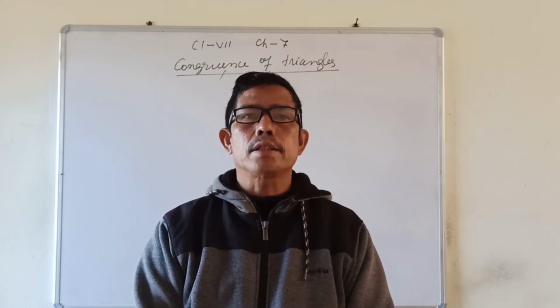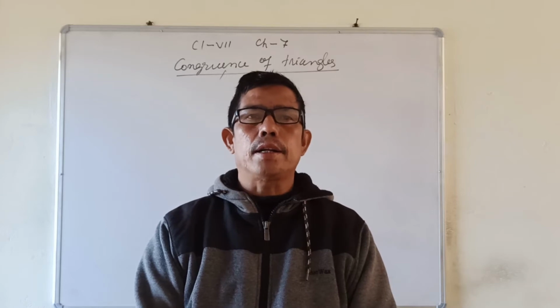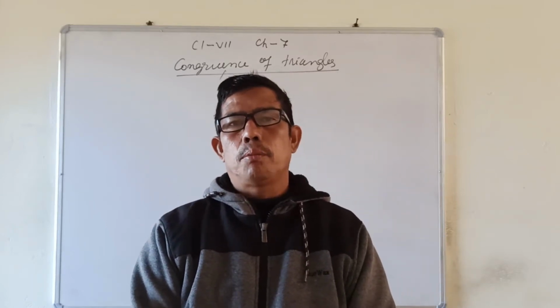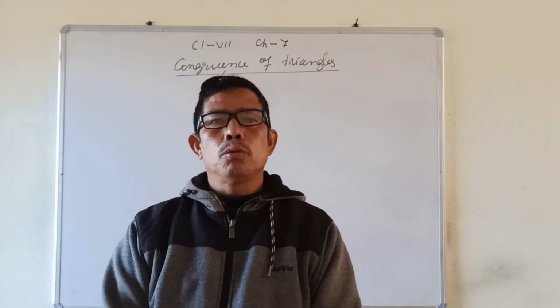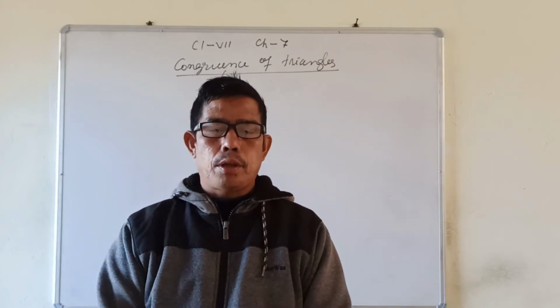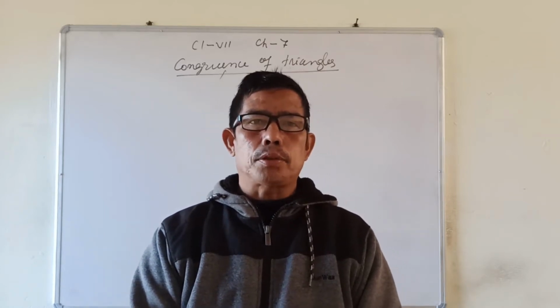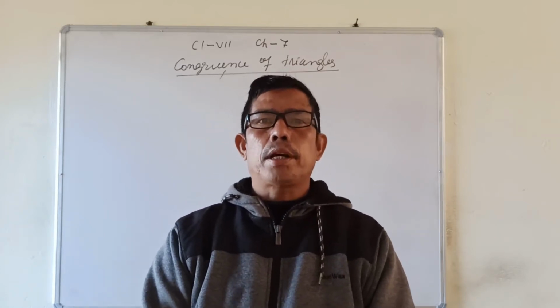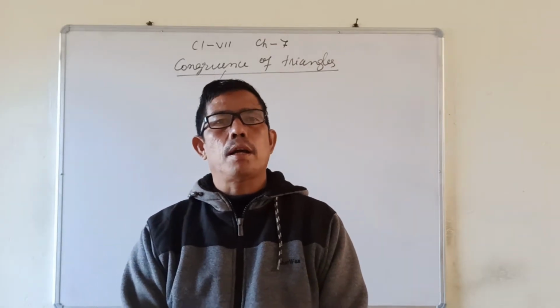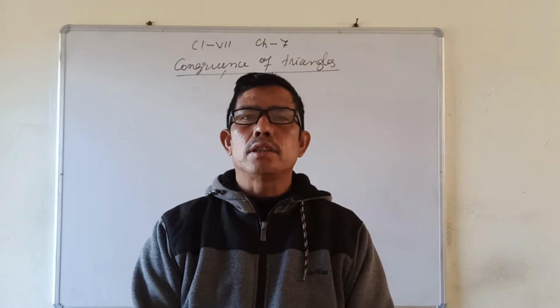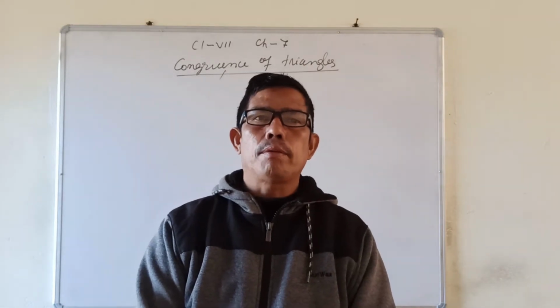One can be placed above the other exactly without showing any extra portion. For example, if you take two 5 rupees coins, you can place one above the other exactly without showing any extra portions. So such figures which can be placed one above the other without showing any extra portion are known as congruent figures.